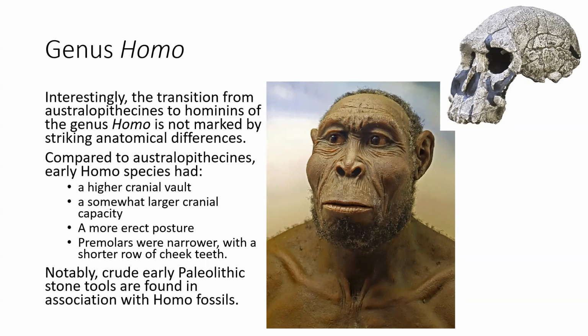Compared to the Australopithecines, the genus before us, early Homo species had a really high cranial vault, somewhat larger cranial capacity, a little bit smaller teeth, and more erect posture. We stood more upright, and our premolars were narrower with a shorter row of cheek teeth. Again, nothing majorly different. These are just a few little differences. Notably, crude early Paleolithic stone tools are found in association with Homo fossils. So we know that organisms of the genus Homo used tools just like modern humans do.